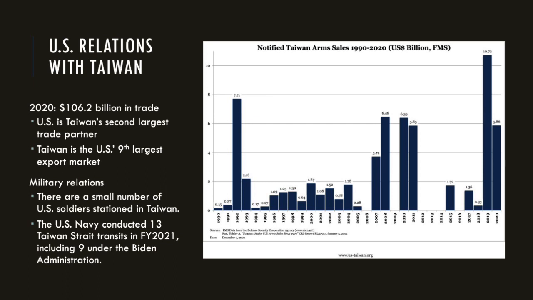Today, the United States and Taiwan have a significant economic and military relationship. The U.S. is Taiwan's second largest trading partner, number 1 is China, and Taiwan is the United States' 9th largest export market. While the U.S. does not extend security guarantees to Taiwan, it is not a treaty ally like Japan or South Korea. It makes regular arms sales, and in 2021, Taiwanese President Tsai confirmed the presence of a small number of U.S. service members on the island.